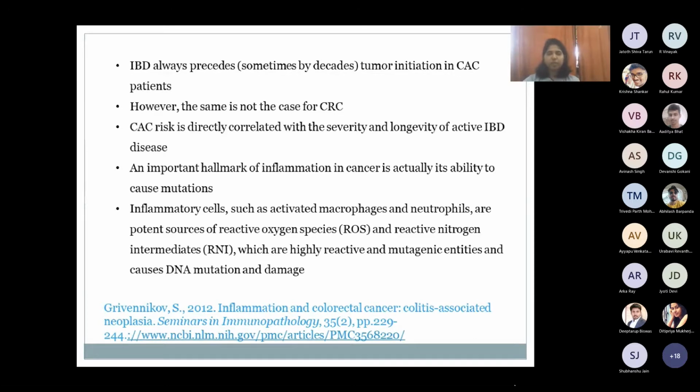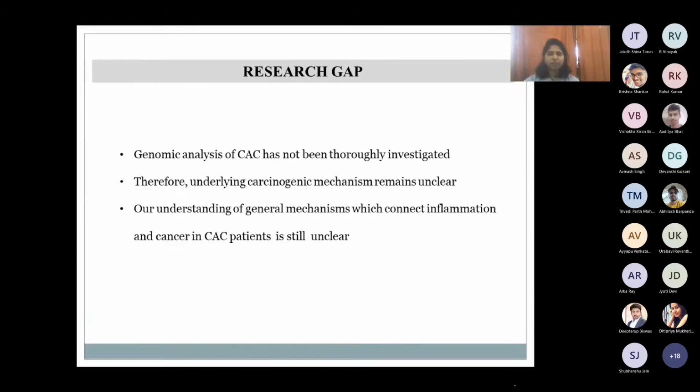An important hallmark of inflammation in cancer is actually the ability to cause mutation. Inflammatory cells such as activated macrophages and neutrophils are potent sources of reactive oxygen species and reactive nitrogen intermediates, which are highly reactive and mutagenic entities and cause DNA mutation and damage in a patient.